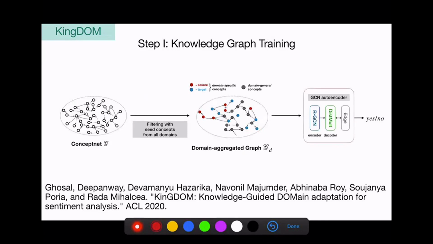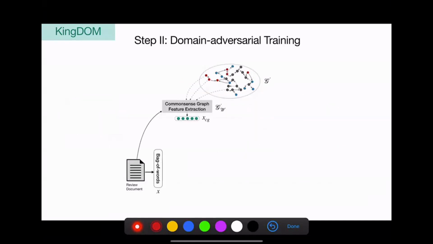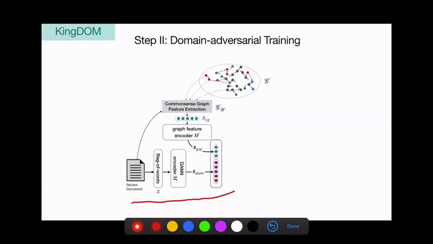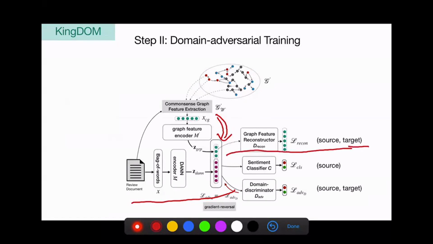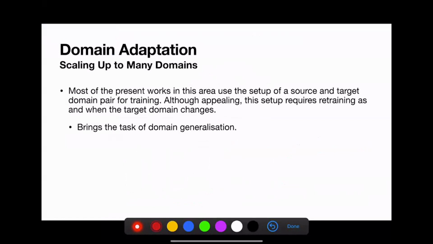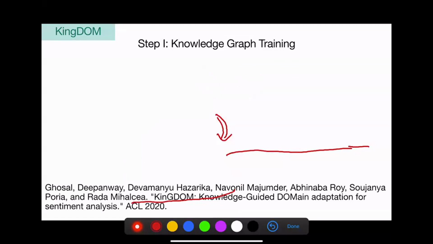Now, in the domain adversarial training, we just utilize the features from this graph. As you can see, this is the regular domain adversarial training, and these are our extra features that we utilize. Okay, so you utilize these features in the domain adversarial training using just one extra objective, that is you reconstruct the graph features. Okay, so this simple setup helped us to outperform the strong baselines by a moderate margin. For more details, just read this paper if you have time.